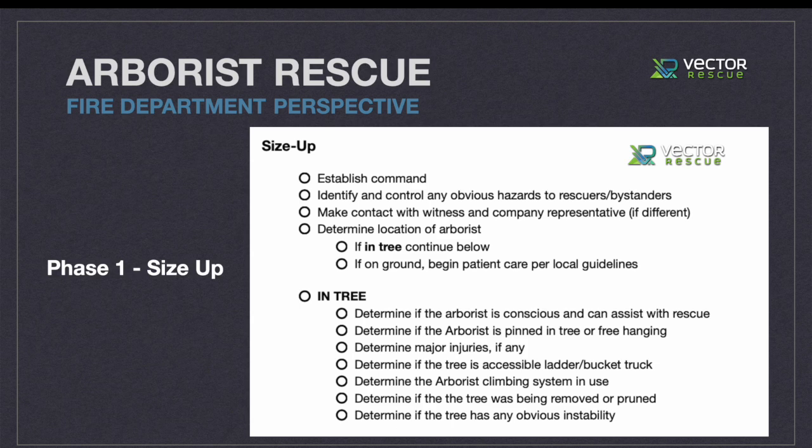If there's any obvious hazards that we can control, hazards to us or any bystanders, move bystanders back, look up in the trees, find the site supervisor. Hopefully they're not the person that's injured. If there's some other company rep on scene that we can make contact with, find out number one what's going on, shut all the equipment down, establish a perimeter or safe zone if needed if we have partially fallen trees or hangers, and then find out where the arborist is and what happened.